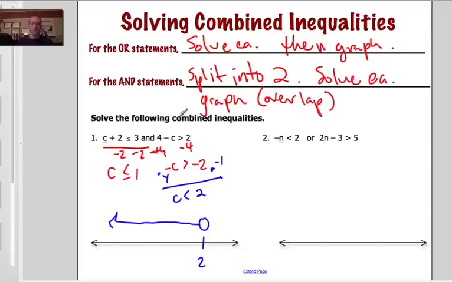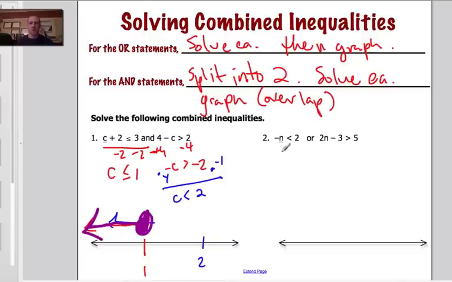And solve them both first before you graph, because you never know which one's going to end up being bigger sometimes. And then c less than or equal to 1 would be here. Going this way. Since it's an AND statement, it has to be where they both overlap. So it's going to be here. That's where they overlap. That's your final answer.